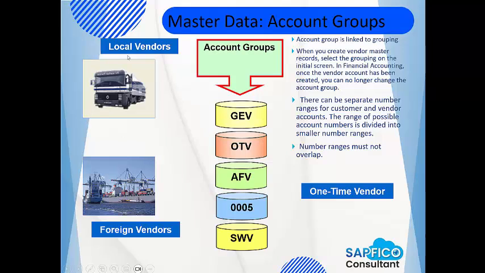For example, let's say local vendor, foreign vendors, and it's linked to the grouping. And the account grouping basically has a separate number range. So each account group has a separate number range. It is possible to divide it into smaller number ranges. Number ranges must not overlap. Also, it helps you to control which fields are required or optional at the account group level.